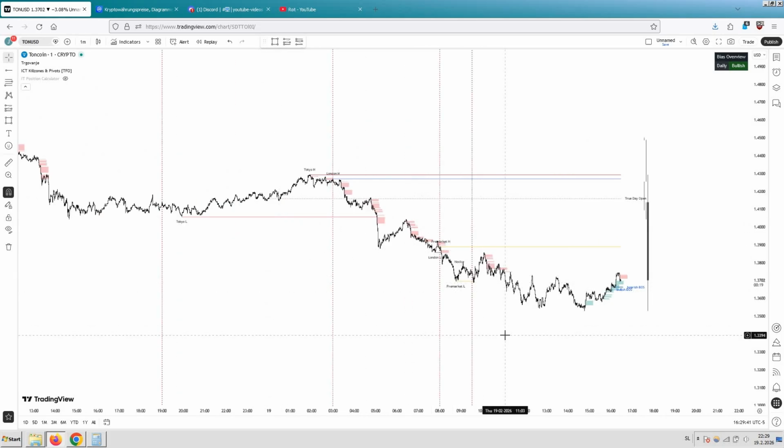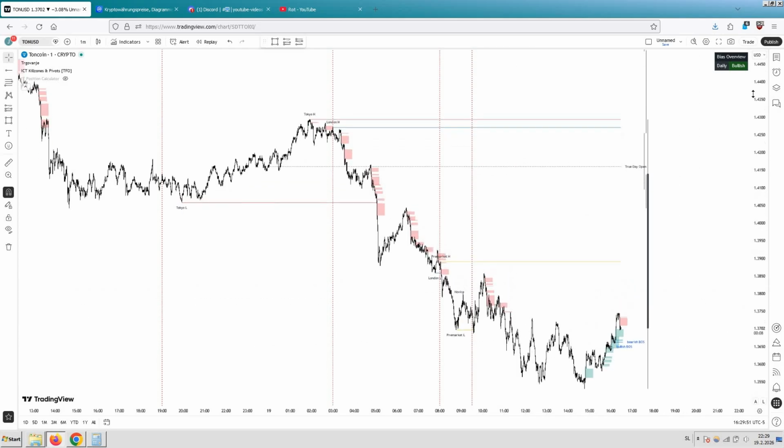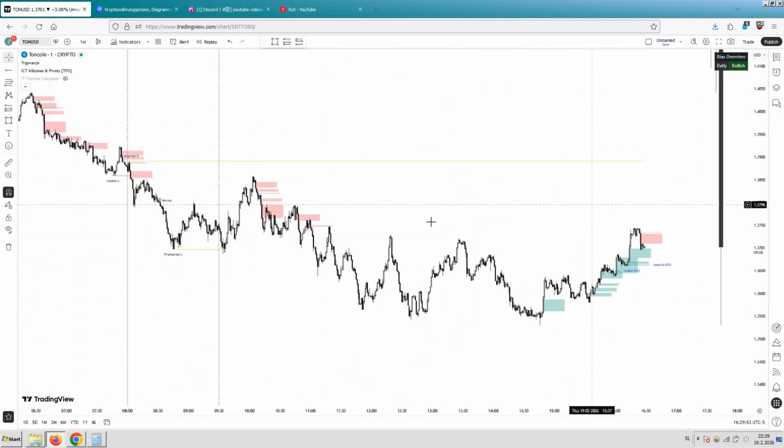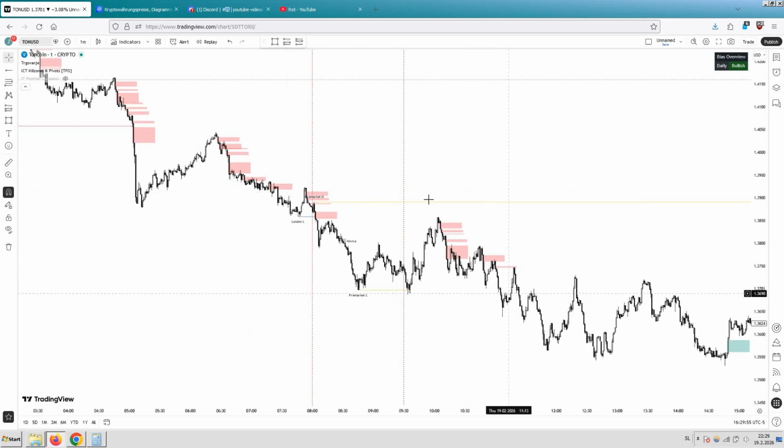We are looking for a sweep, a 1 minute inverse fair value gap, and a 1 minute break of structure, okay? So let's take a look at how it would be. I didn't calculate anything, I didn't do anything, okay?